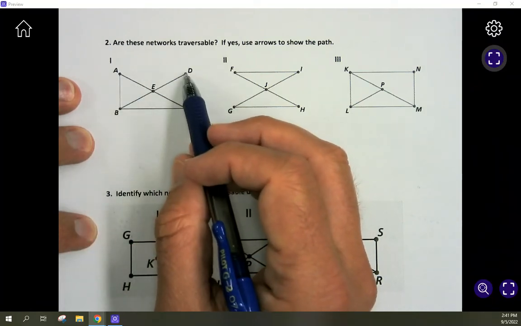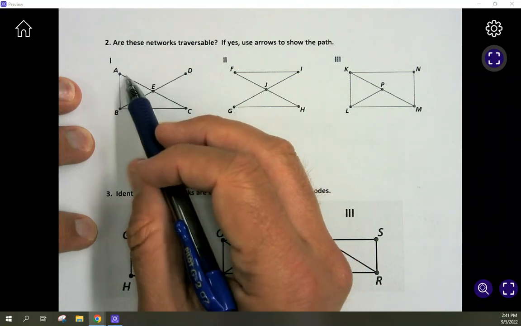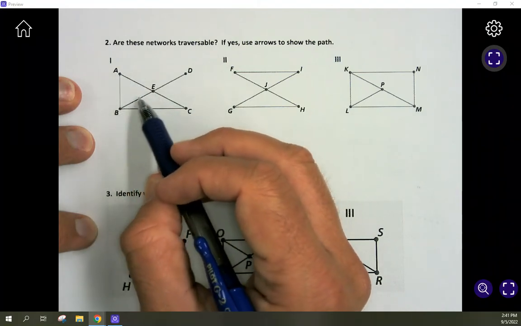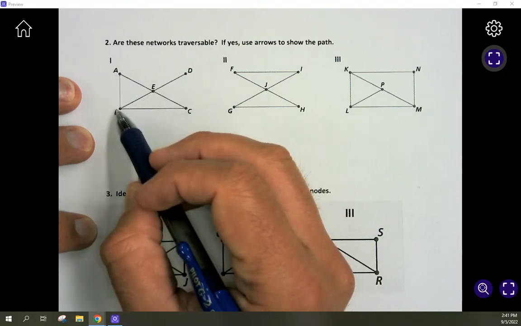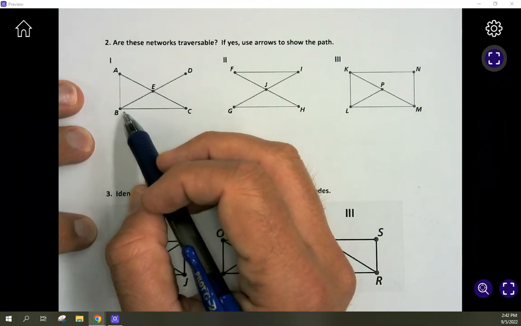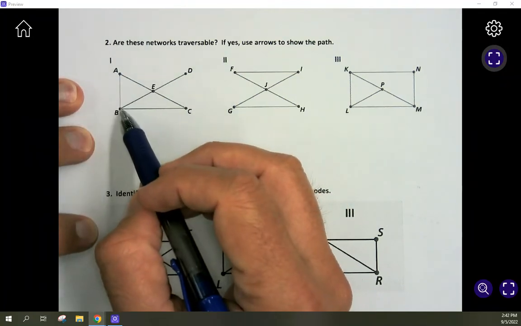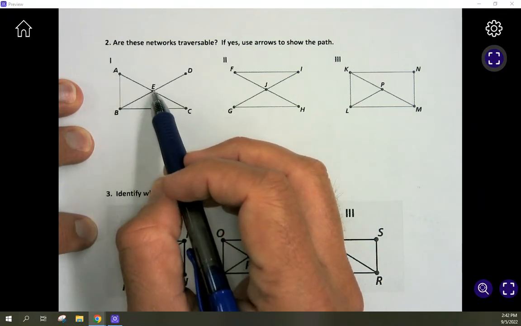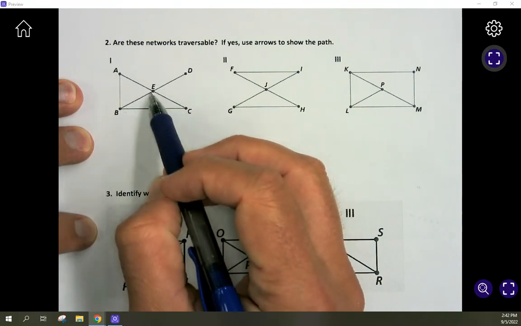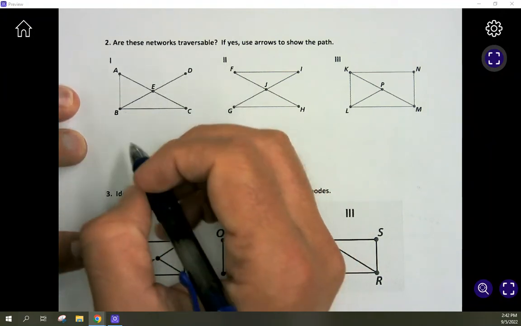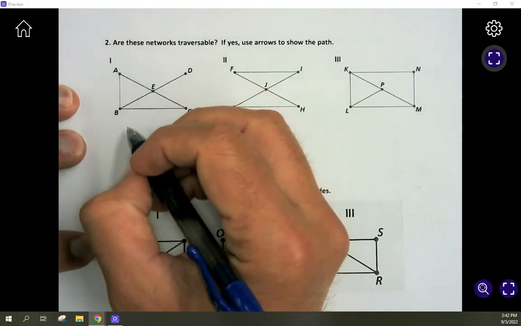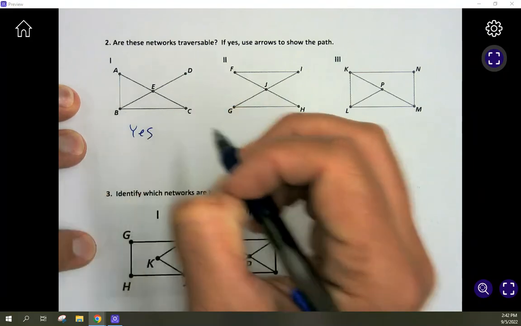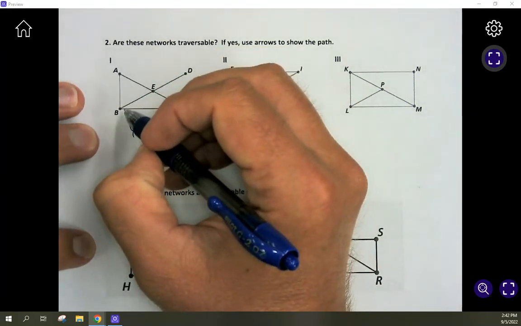But again, when we started with D, we could go this way, here, here, here, here, here. Remember, you don't have to end up back where you started. You just have to cover all of it. So that would work. What if I started at B, up, over, here, here, here, and then back out? That would work. So this is yes, traversable, and then use arrows to show your path.